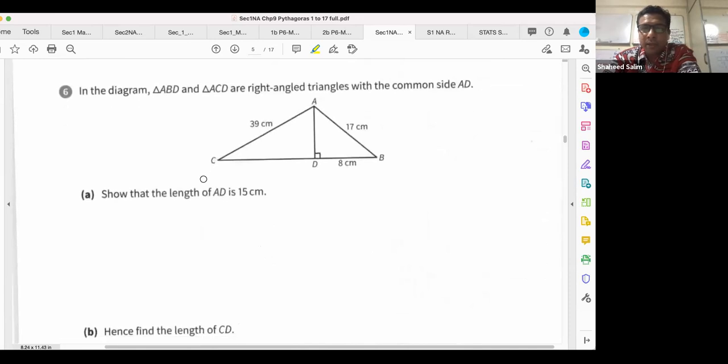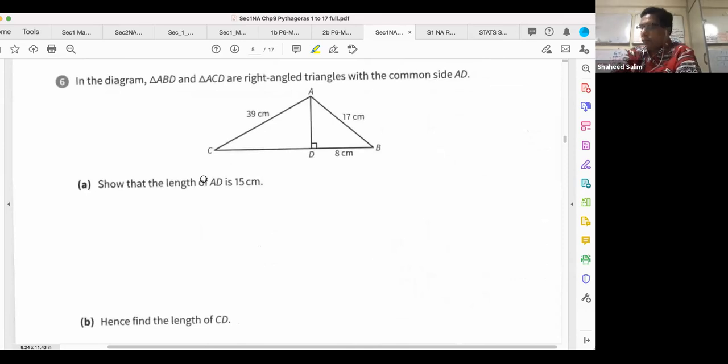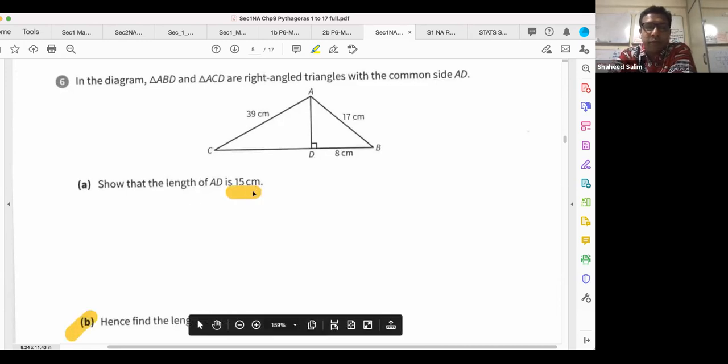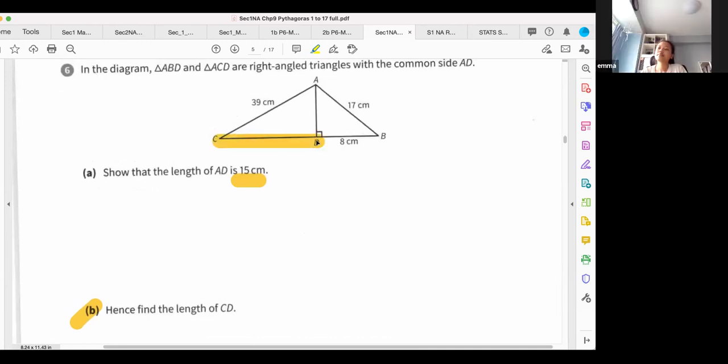Okay, can you try now question number 6? You just do B, because AD is already 15. You don't need to prove it. They tell you this is 15. Can you find CD? This one here. You find CD.